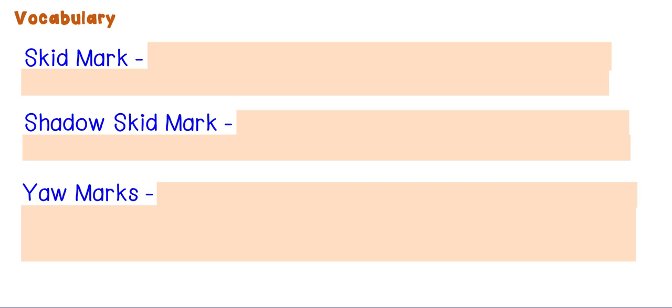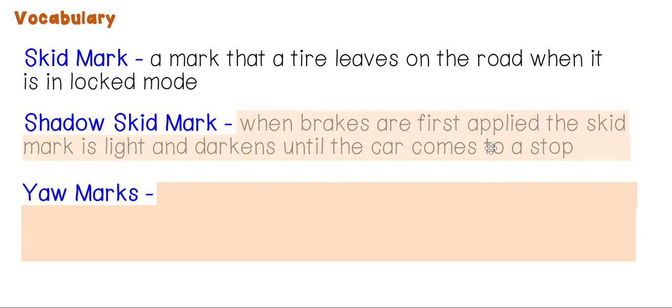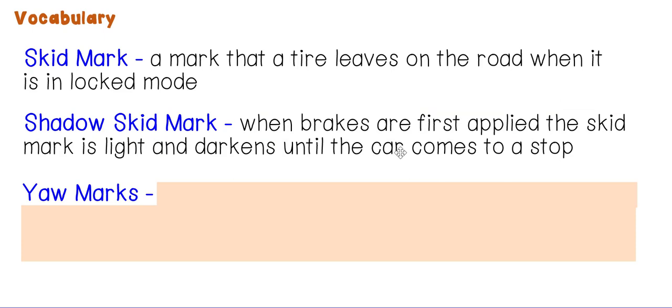So a couple of vocabulary words. When we're talking about a skid mark, we're talking about a mark that a tire leaves on the road when it is in locked mode. What that means, locked mode, is that you've applied the brakes and you've locked your brakes. A shadow skid mark is when brakes are first applied to the skid mark and it's light, and it darkens until the car comes to a stop. So when you press your brakes hard, at first the skid mark is really light and then it darkens the more it puts on there.